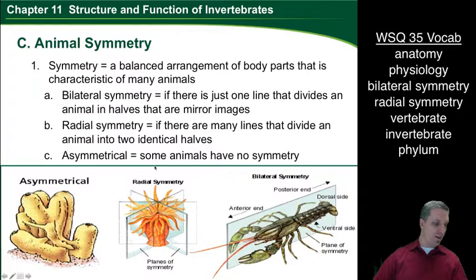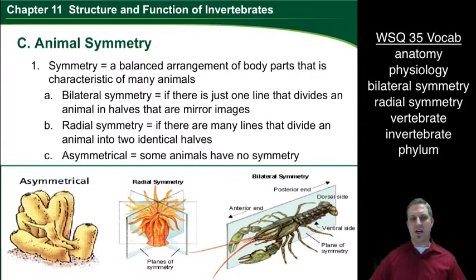Now let's talk real quickly. Another overview item is to talk about symmetry. One thing when we talk about symmetry, animals, interestingly enough, come in basically three different types of symmetry. Symmetry is just a word that means the arrangement of body parts in an organism, whether they're equally arranged or unequally arranged, whether there's a pattern to them, whether they're balanced or not. If they are, that's called symmetry.